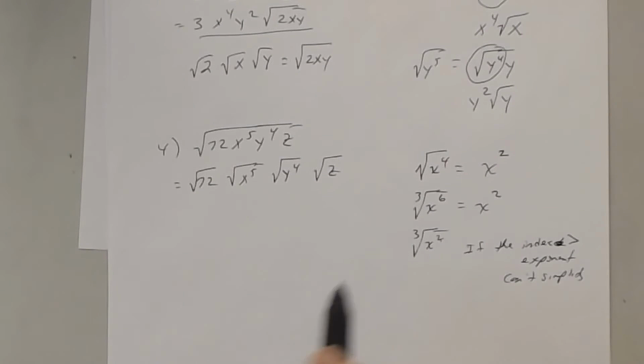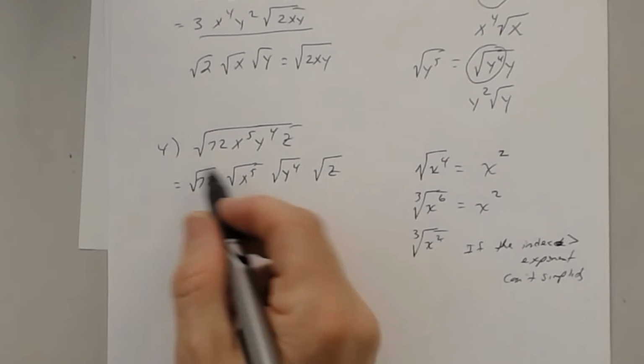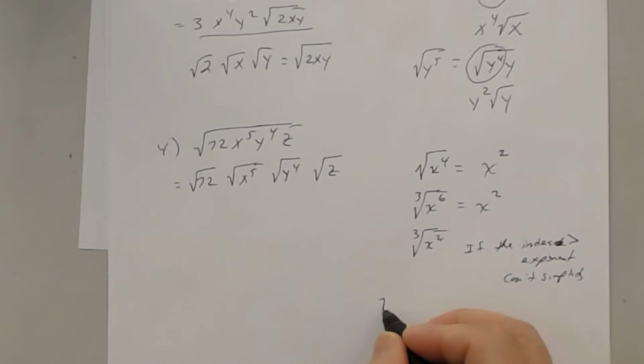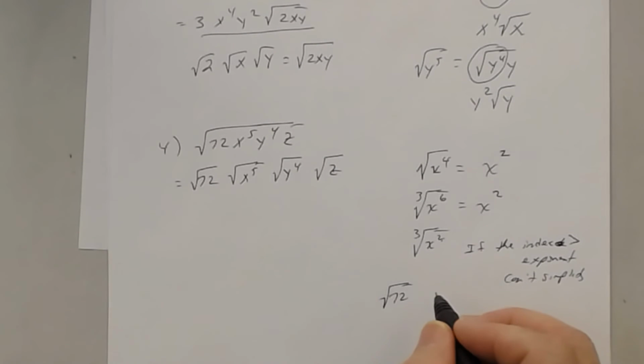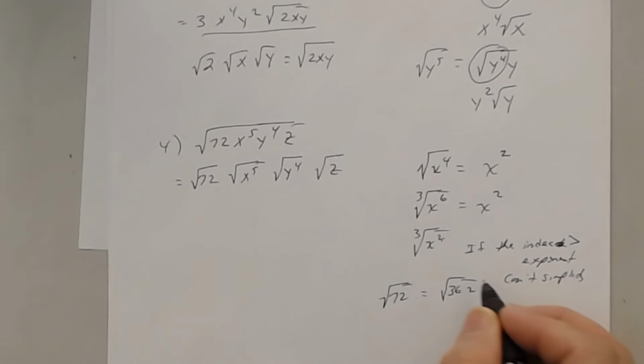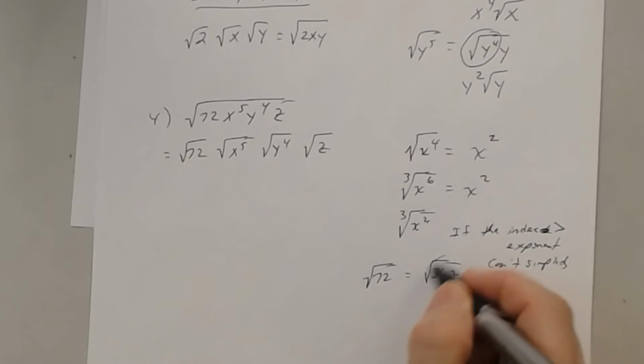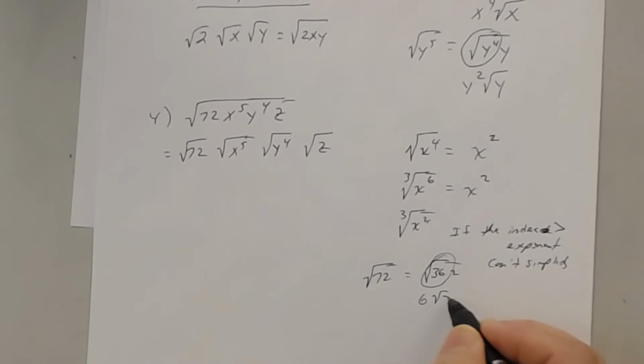Okay, so what perfect square goes into 72? Give me the largest. 36. So that's 36 times 2. What's the square root of 36? So 6 root 2, so that's this right here.